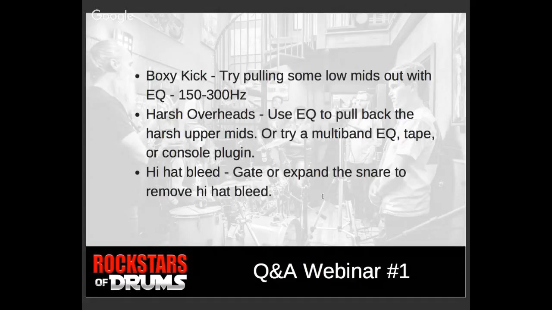Harsh overheads. Again, if you've got a stereo overhead track, feel free to just use a stereo EQ to pull back the upper mids. If that's where the harshness is, anything from 1K up to 5K or 6K, there's plenty of harshness throughout that range. 2K is definitely harsh, 3K, 5K. I mean, they're all the Ks, right? So feel free to explore around there and pull things back a little bit.